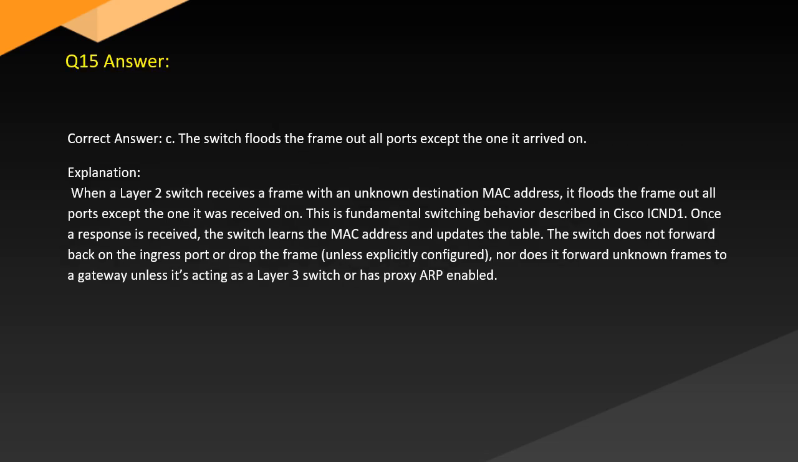Answer. Correct answer: C. The switch floods the frame out all ports except the one it arrived on. Explanation. When a Layer 2 switch receives a frame with an unknown destination MAC address, it floods the frame out all ports except the one it was received on. This is fundamental switching behavior described in Cisco, and once a response is received, the switch learns the MAC address and updates the table. The switch does not forward back on the ingress port unless explicitly configured, nor does it forward unknown frames to a gateway unless it's acting as a Layer 3 switch or has proxy ARP enabled.